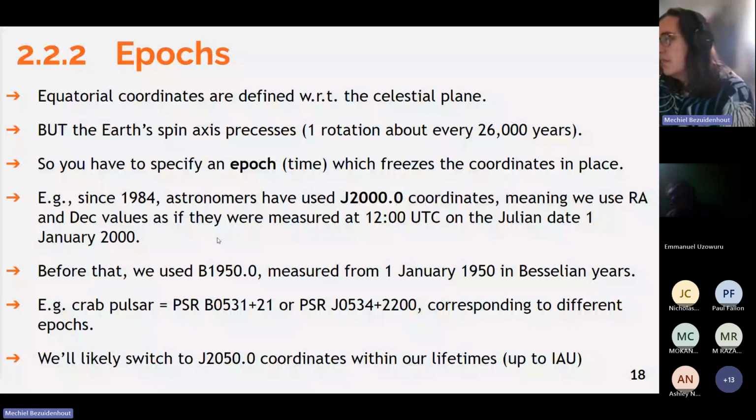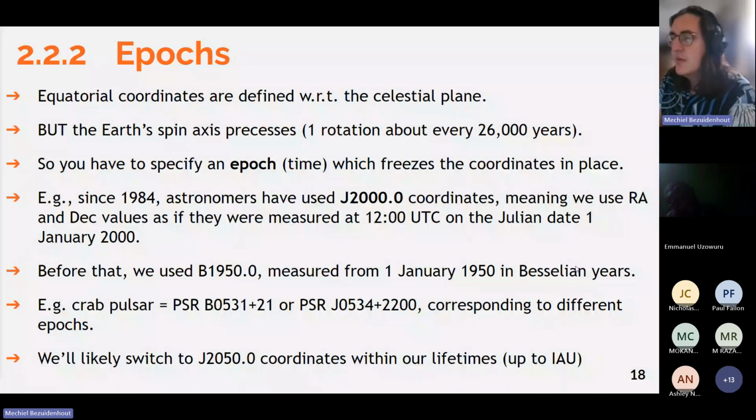Before we used the J2000 coordinates, we used B1950 coordinates, which were measured from 1 January 1950 in Besselian years. So I won't go into Besselian years. They're basically a defunct or out-of-date way of tracking years devised by Friedrich Bessel, who you may know about. But we don't use that system nowadays for a variety of reasons.